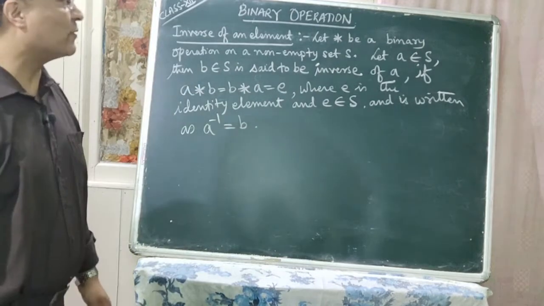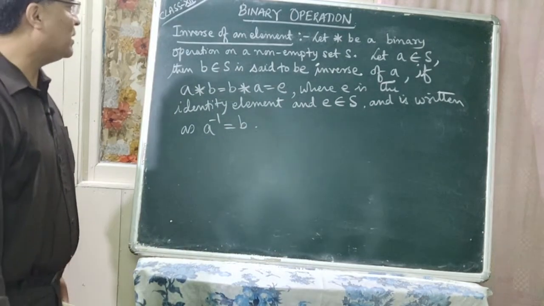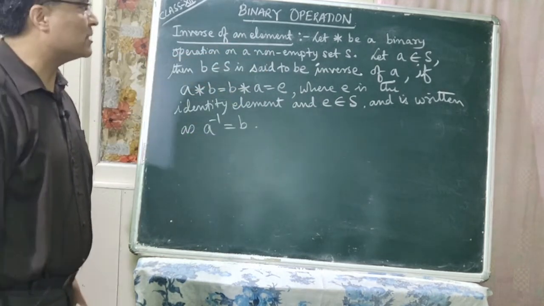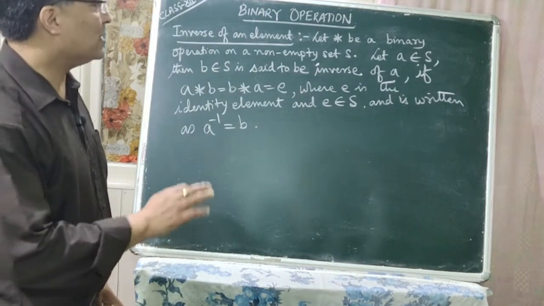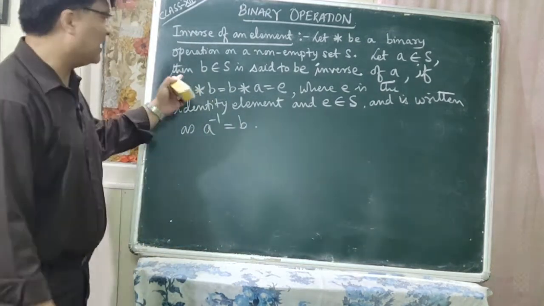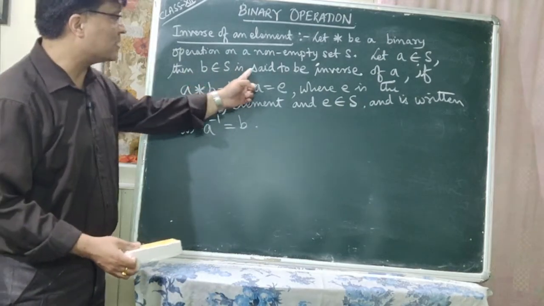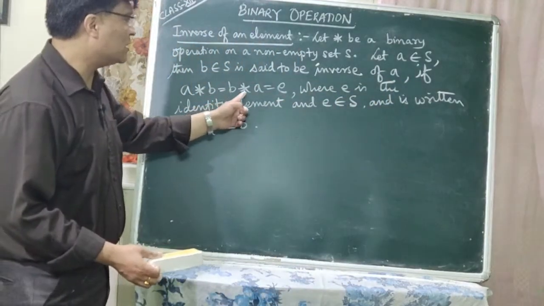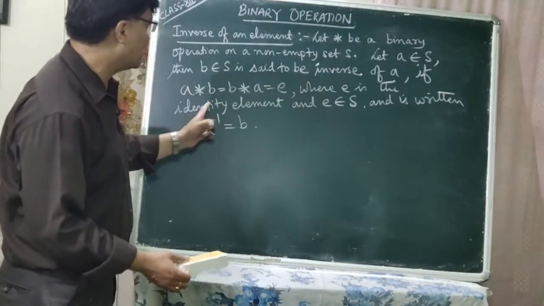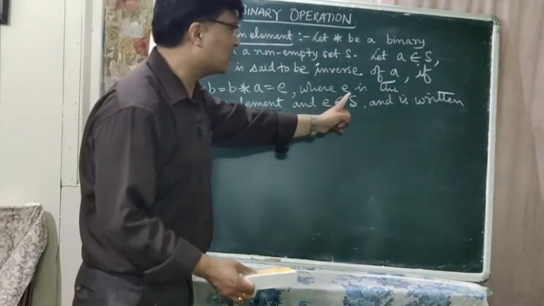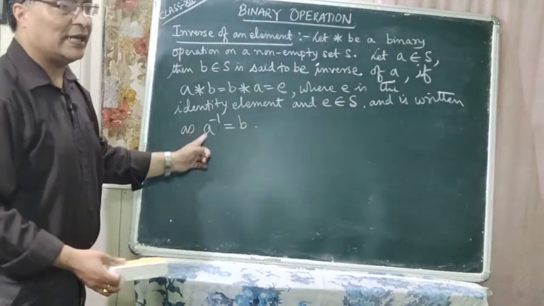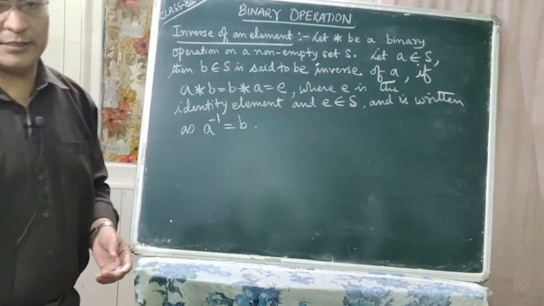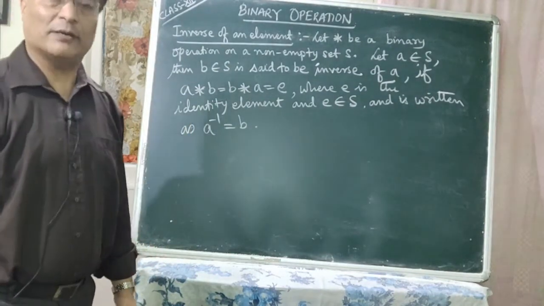So what is the inverse of an element? Let star be a binary operation on a non-empty set S. Let small a belong to the set S. Then B belonging to the set S is said to be the inverse of A if A star B is equal to B star A is equal to E, where E is the identity element and E belongs to the set S, and is written as A inverse is equal to B. So that is the definition of inverse of an element. Let us take an example again.